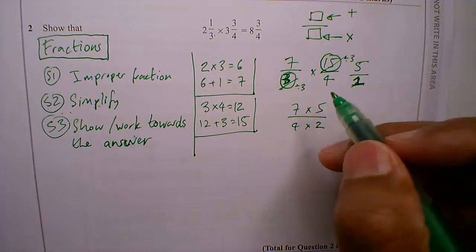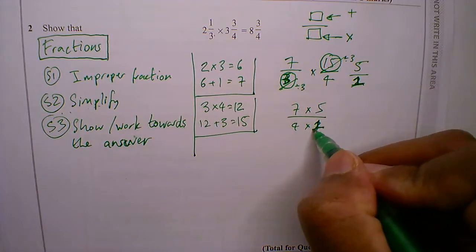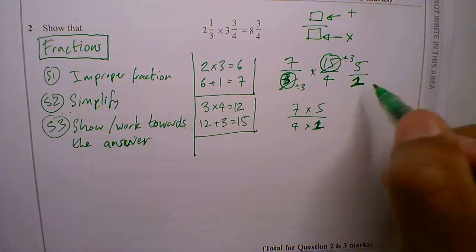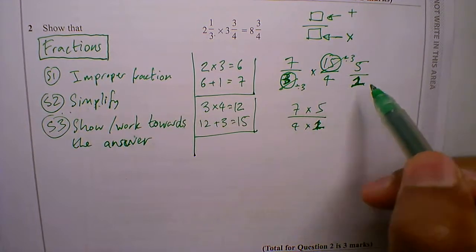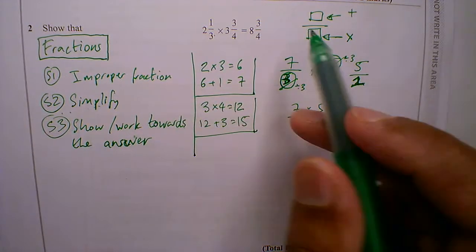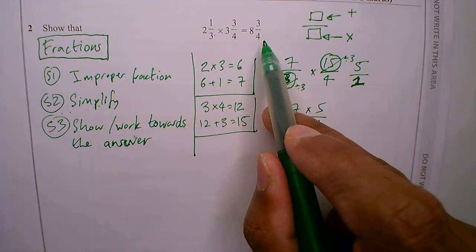So there we are. So this should be 1. It did look a bit awkward. Okay, so we've got 7 times 5 and 4 times 1. And then you can see here, that's where I was hesitating. You've got the answer there.